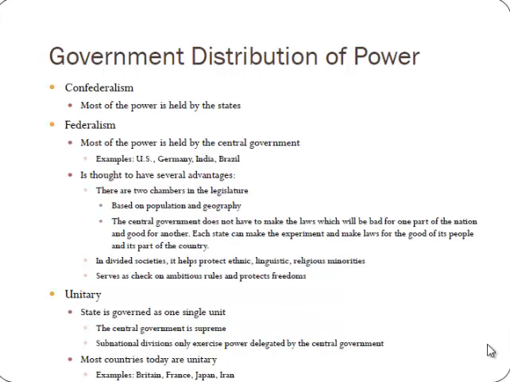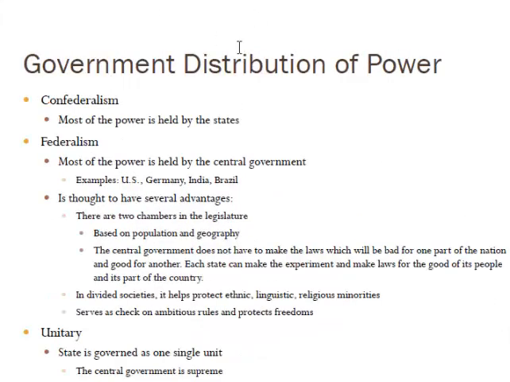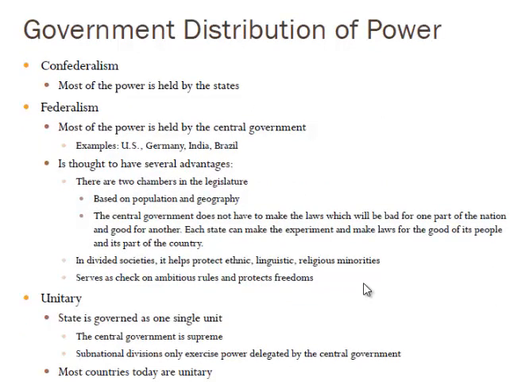So, let's take a look at how governments distribute the power. Now, obviously, this would be based on the Constitution. But there are many different types of governments within a constitution. You have the idea of confederalism. Confederalism means most of the power is held by the states. A classic example was the United States under the Articles of Confederation, which was from 1781 until about 1787 or so, when the new constitution was done. So just for a few years, but in that situation you had a very weak central government, and the states retained most of their power.